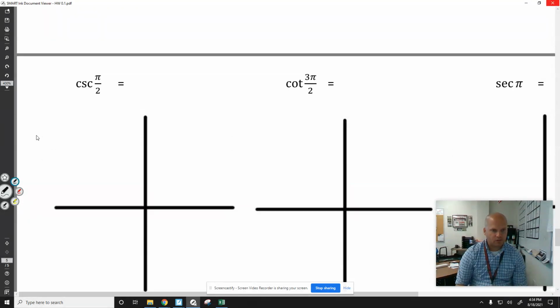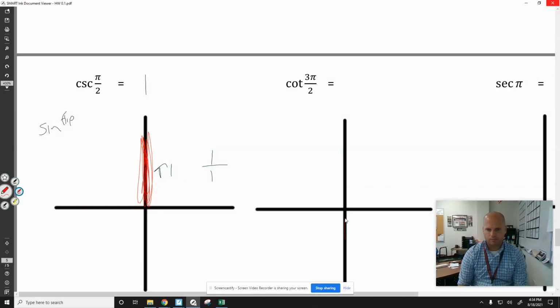Cosecant. Let's find the sine value. Flip it. Pi over 2. Go up 1. Sine value is 1. Flip 1. Well, how do you flip 1? Well, 1's just like 1 over 1. So flip it. Still 1.